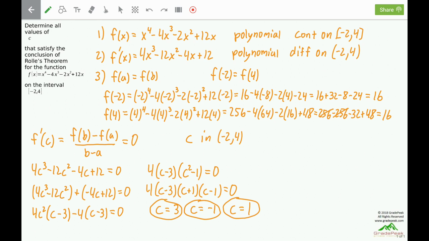And there are all the values of c that satisfy the conclusion of Rolle's theorem for that function.